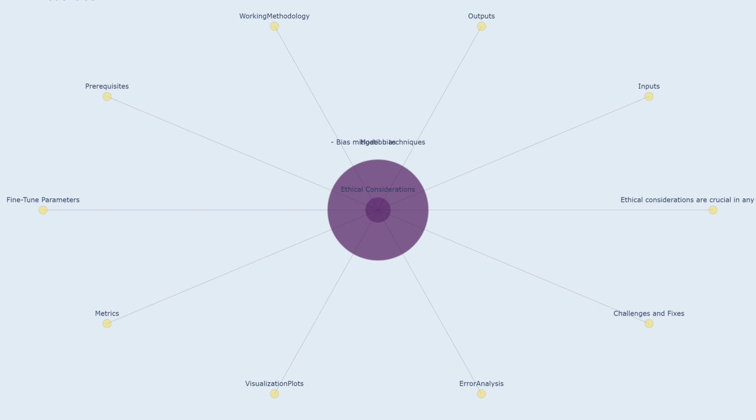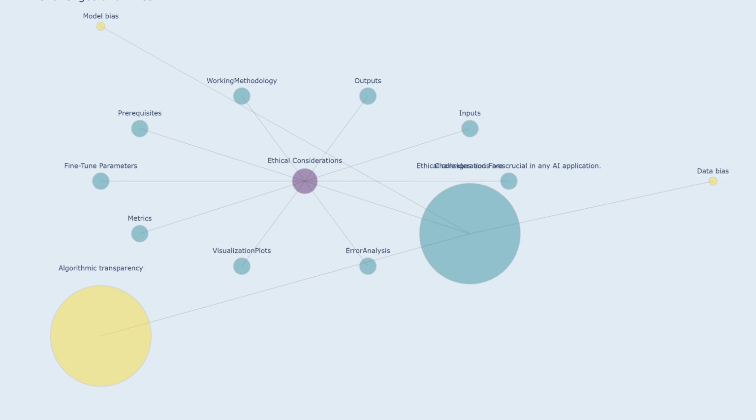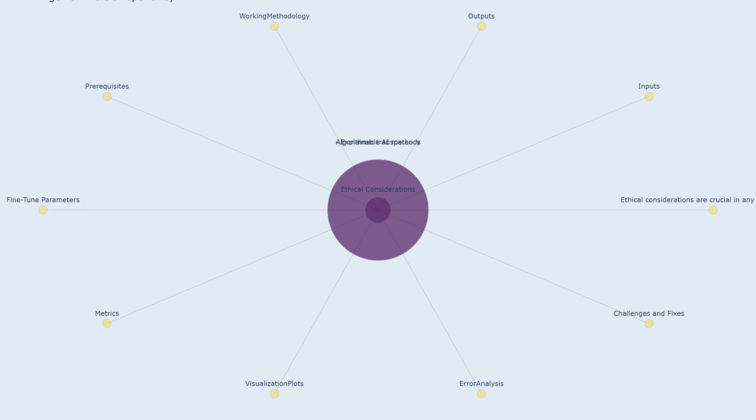Bias mitigation techniques. Addressing model bias involves implementing bias mitigation techniques during model development. This can include using techniques to identify and remove bias from the model, or adjusting the model's parameters to promote fairness. Algorithmic transparency. Algorithmic transparency refers to the ability to understand how AI algorithms make decisions. This is essential for ensuring that AI systems are accountable and trustworthy.